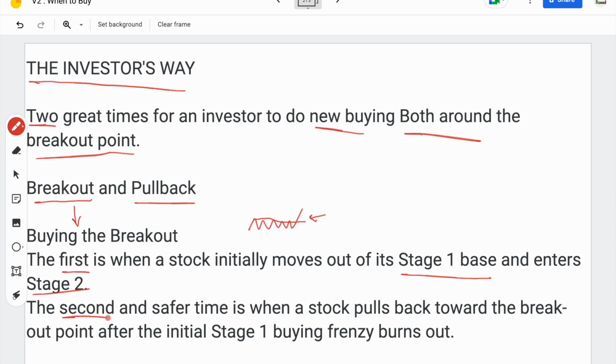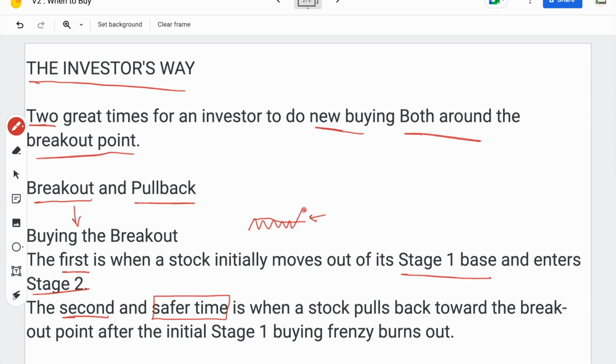The second, and the important word here is this. I would like you to pause the video and think about it. What does he exactly mean by safer time? Why is it called a safer time when a stock pulls back towards the breakout point after the initial stage 1 buying frenzy burns out?